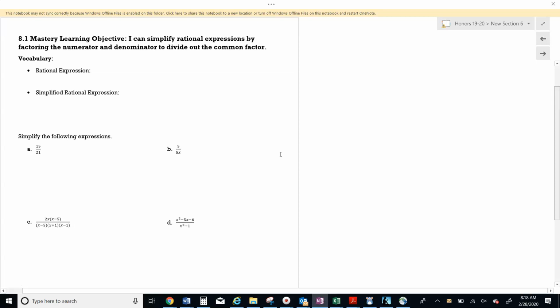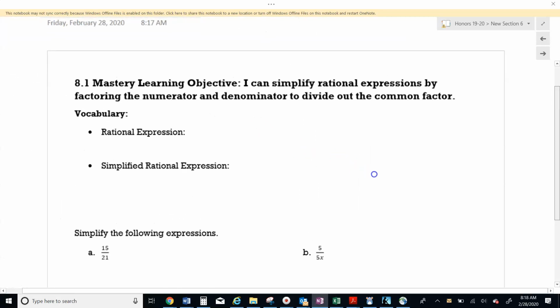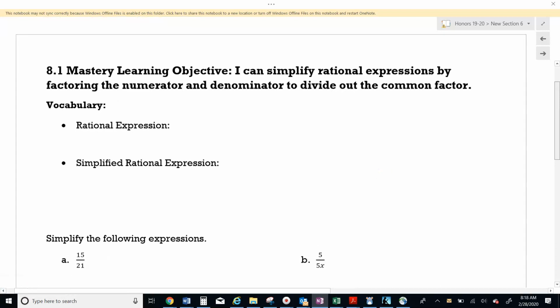Not working. Okay, so our two vocabulary that we're going to look at is what is a rational expression, and then what makes it a simplified rational expression.